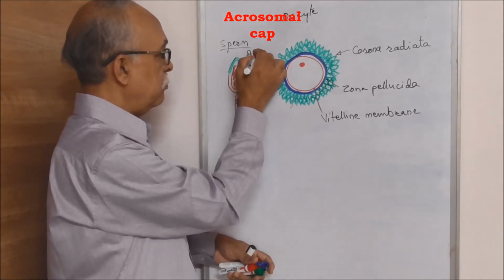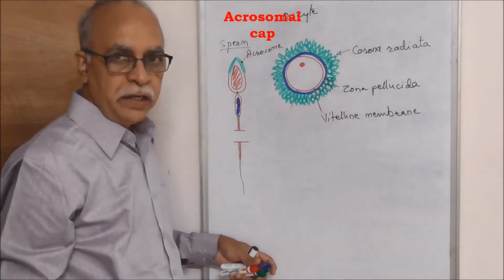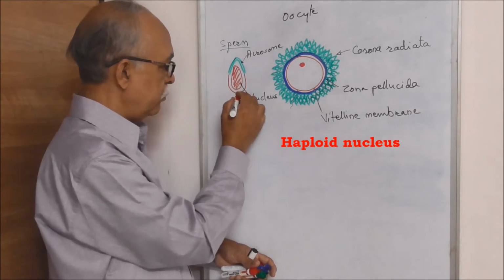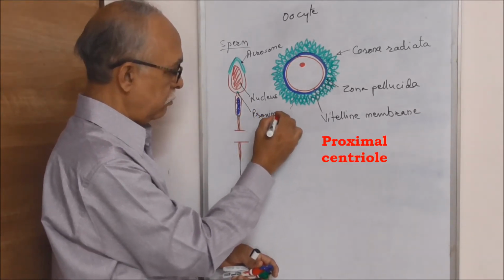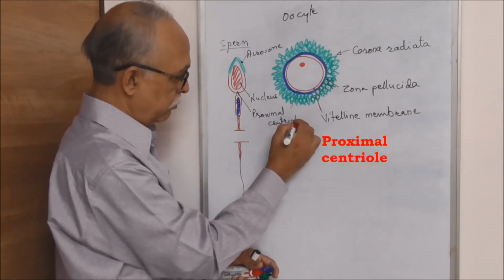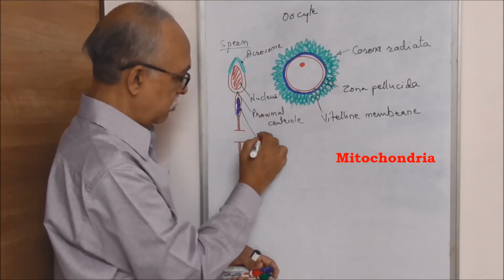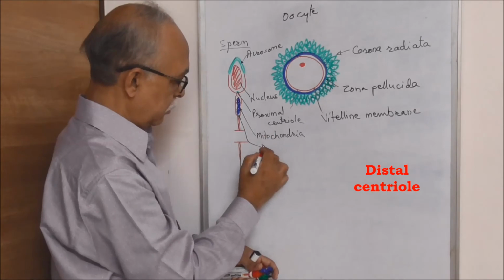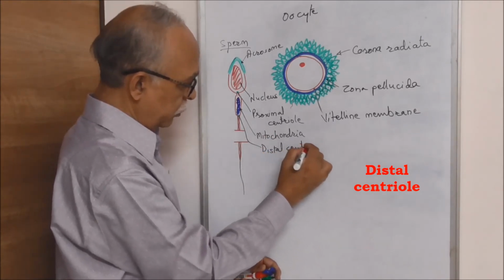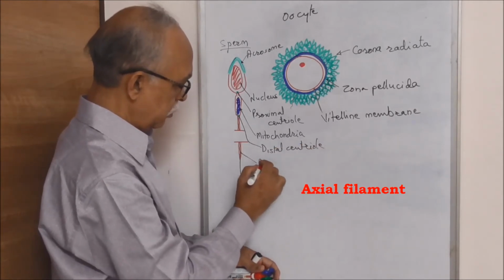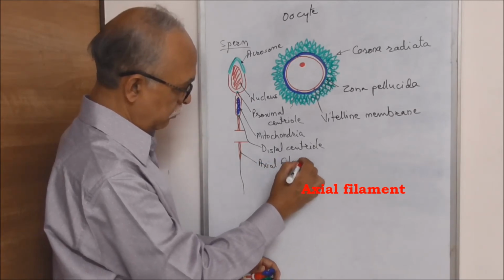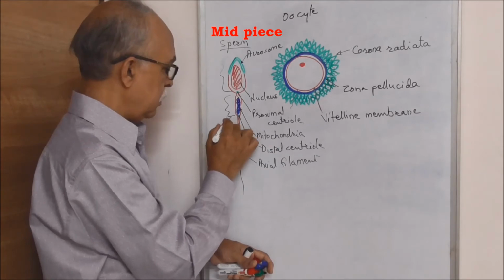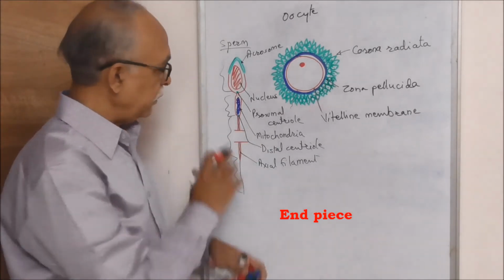So this is the acrosomal cap, you can see. This is the nucleus, haploid nucleus. Here is the proximal centriole. These are the mitochondria. This is the distal centriole. Here is the axial filament. This would be the headpiece, midpiece, tail, and the end piece. That is the structure of the sperm.